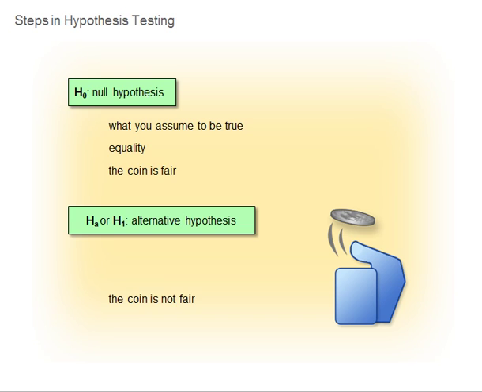Suppose you suspect that the coin is not fair. This is the alternative hypothesis, which statisticians designate H sub A or H sub 1. The alternative hypothesis is typically what you suspect or are attempting to demonstrate. The alternative hypothesis is usually a hypothesis of inequality.